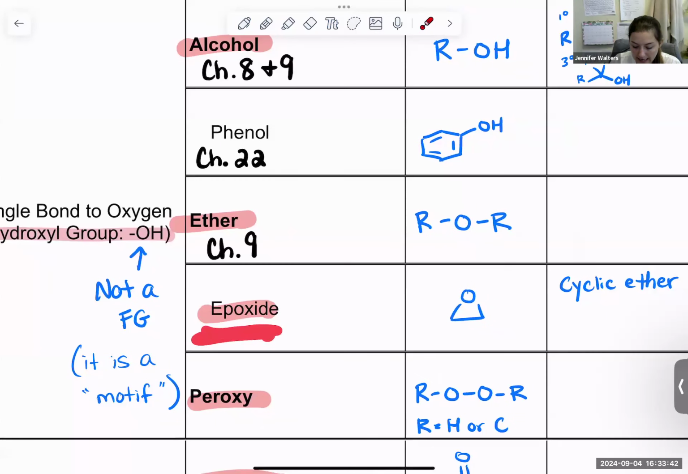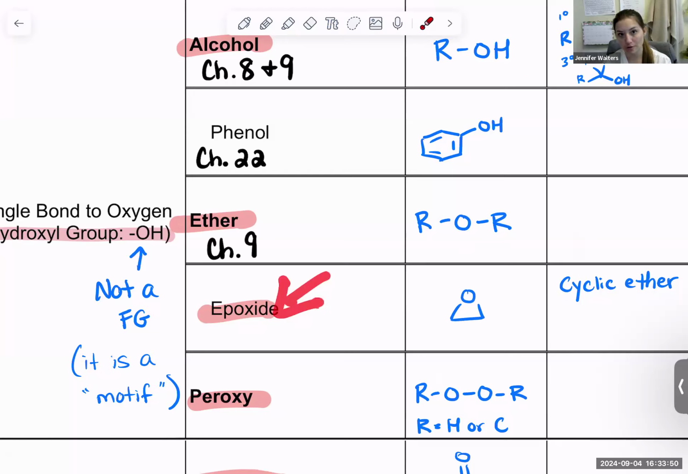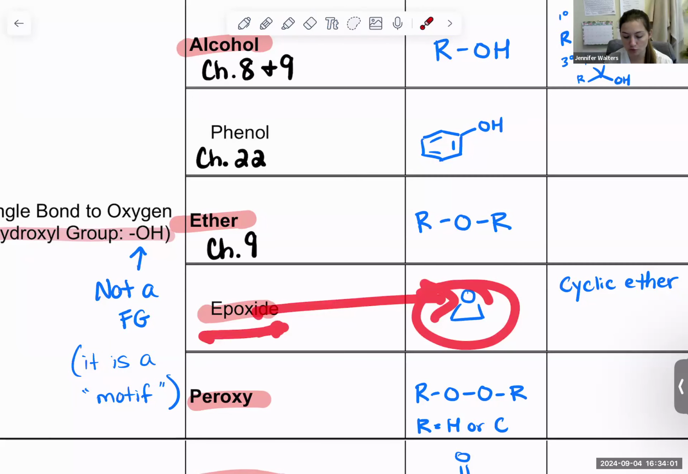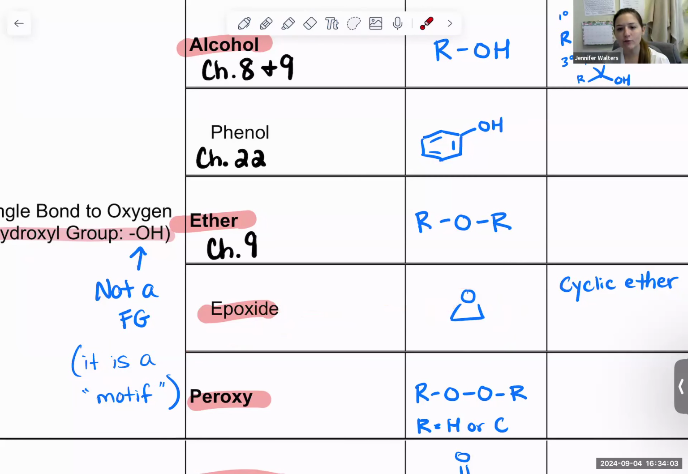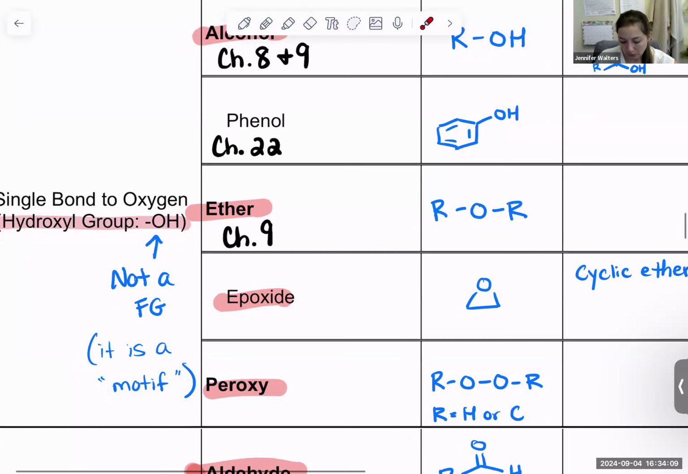Our epoxide is a special type of cyclic ether. So cyclic ether is the description. Epoxide is the functional group. It is specifically a three-membered ring that is the cyclic ether. So you have the three-membered ring containing an oxygen. That is your epoxide. The functional group is the name. The old school name for epoxide is oxirane. If you've ever seen that, that's less commonly utilized nowadays.